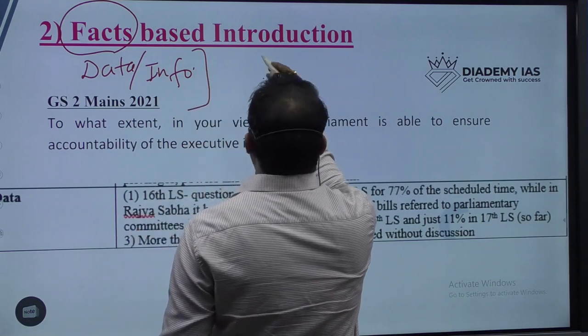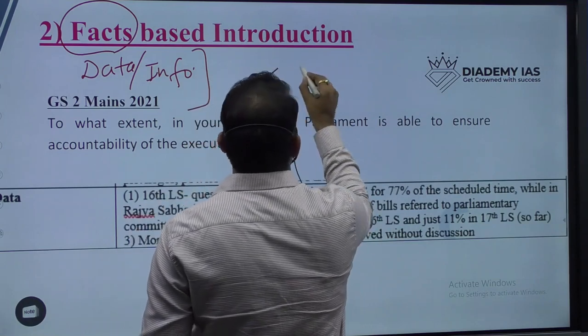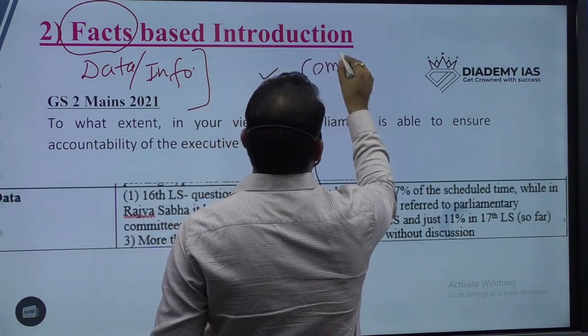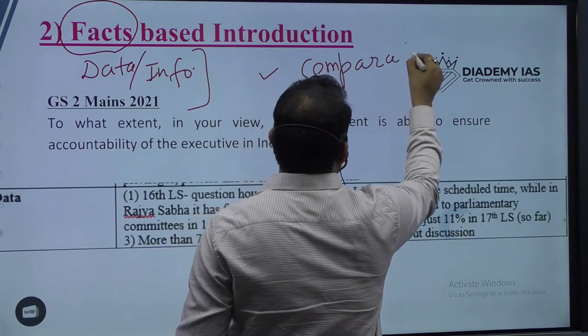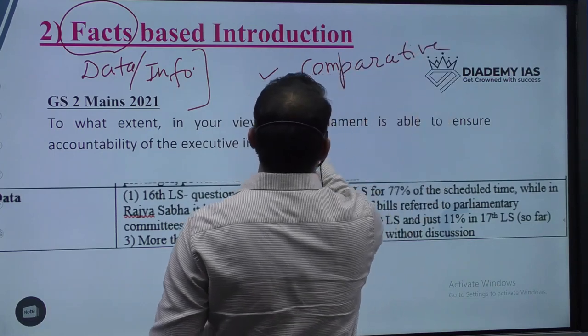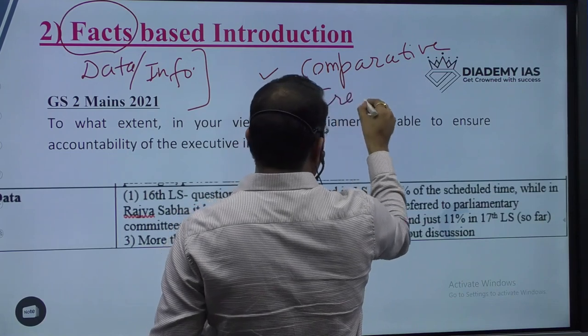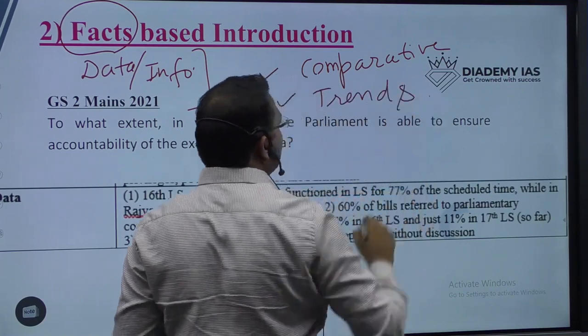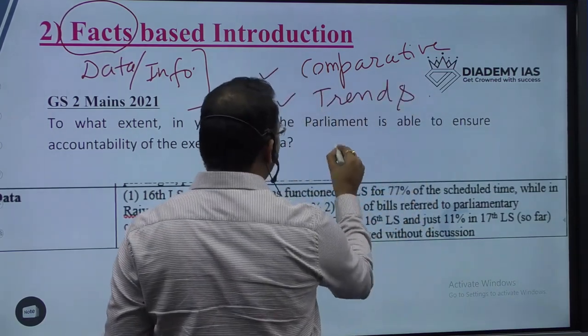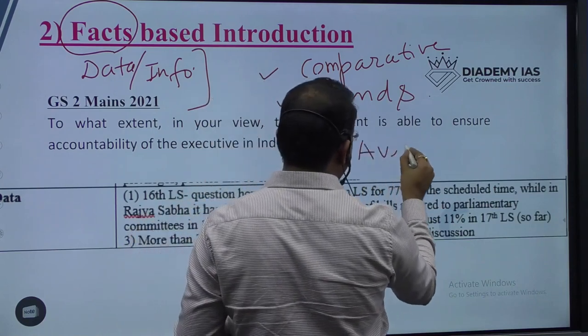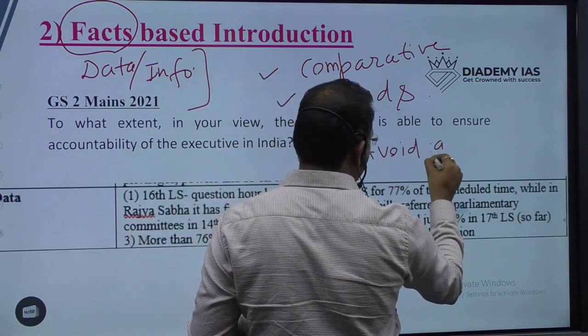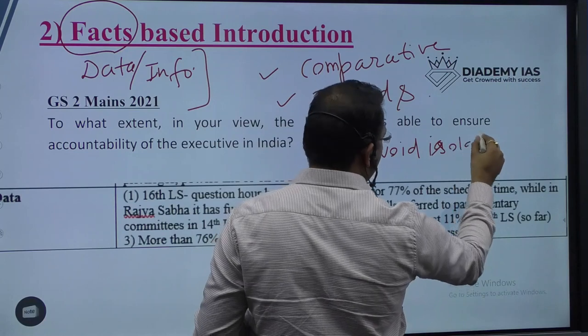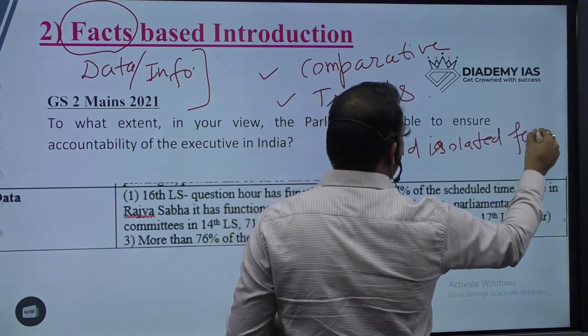First of all, the facts as much as possible. Write comparative facts or trends. Don't write isolated facts. Avoid isolated facts. Now, what does that mean? Iska matlab kya hua?